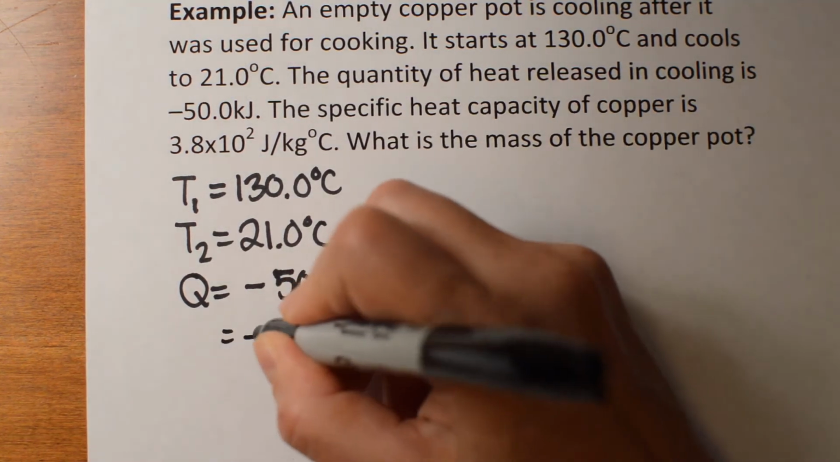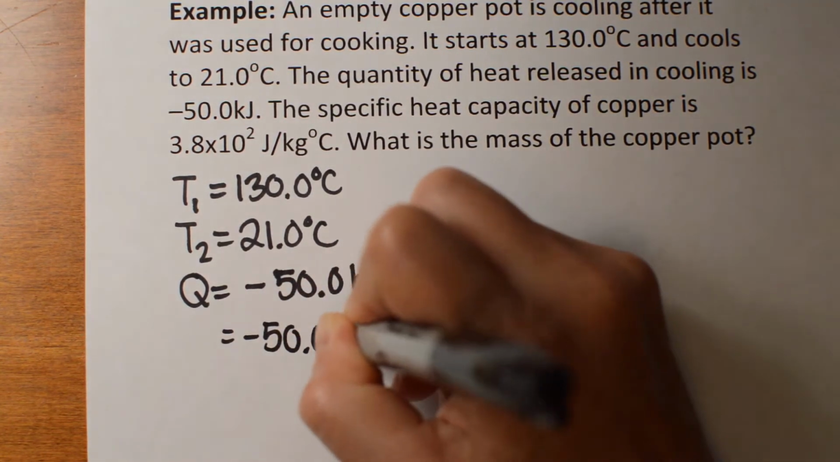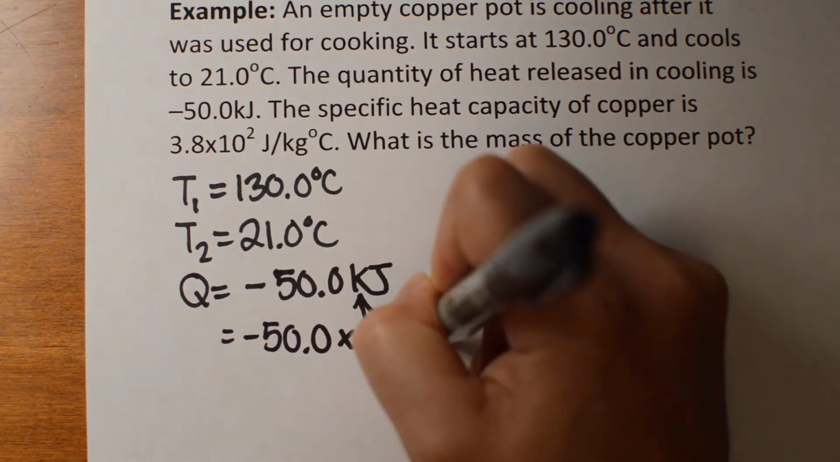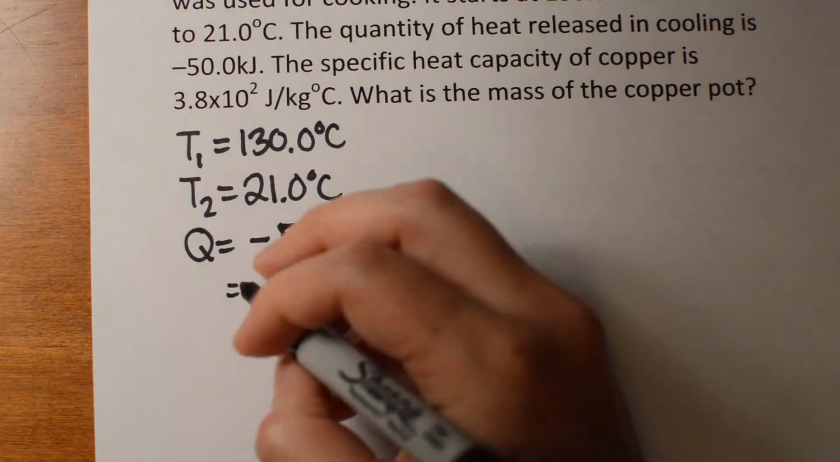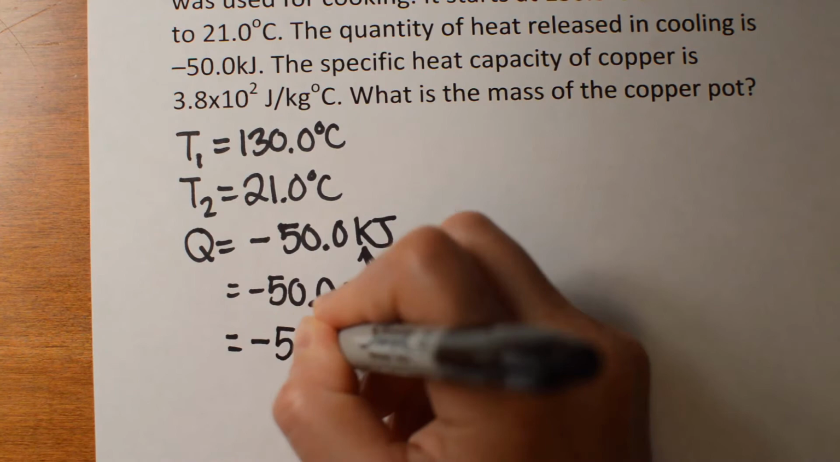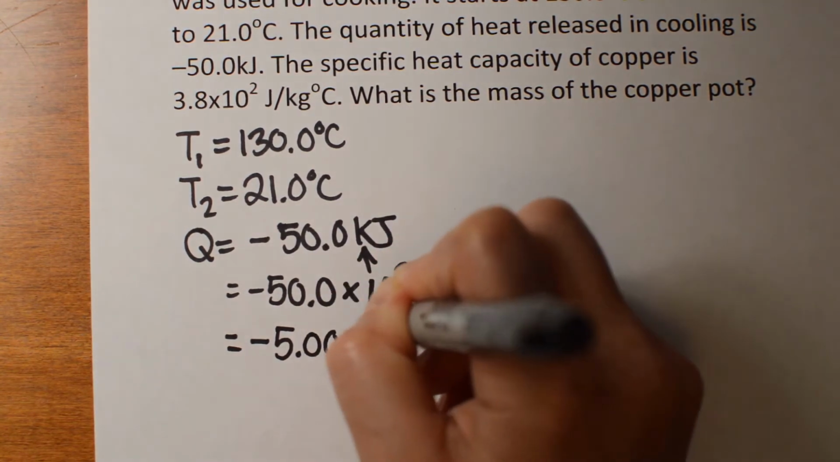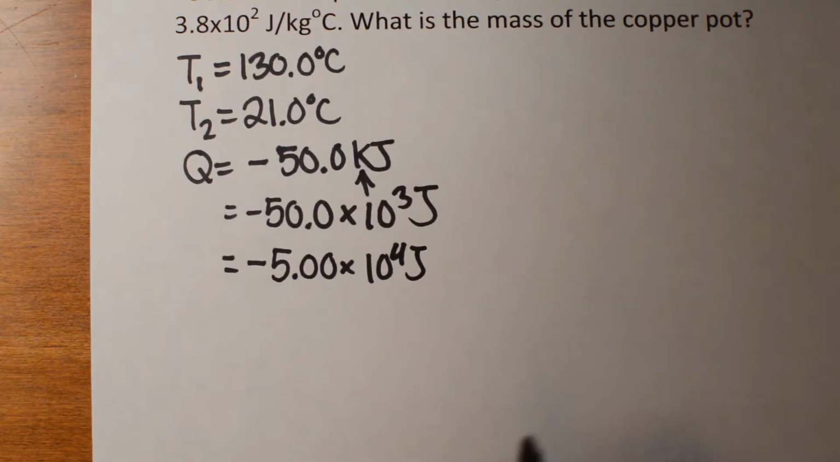I've got to switch that. So it's going to be negative 50 times 10 to the 3, which is what kilo means. That looks kind of weird, so let's just put it in scientific notation. It'll be negative 5 times 10 to the 4 joules. There we go. That's Q.